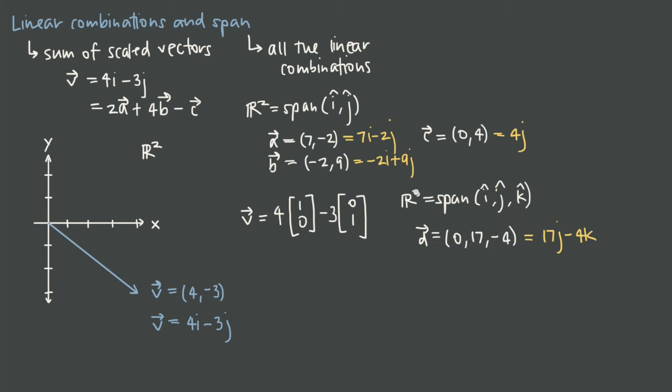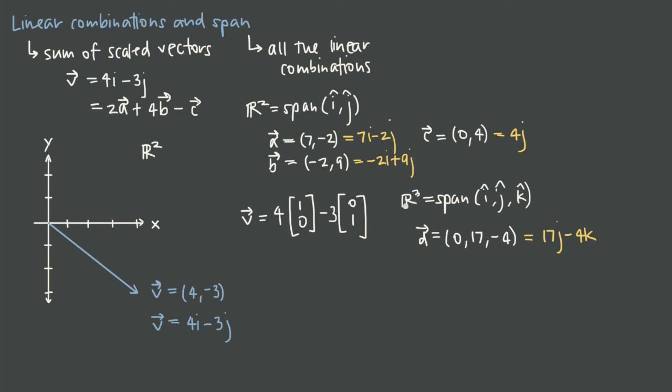And there's no vector I can find in R3 that I cannot get to using a linear combination of i, j, and k, or that I can't represent using a linear combination of i, j, and k. So the span of i, j, and k, all the linear combinations of i, j, and k, will represent R3, or three-dimensional coordinate space. Okay, so we know that the span of i and j is going to represent all of R2, and we know that the span of i, j, and k is going to represent all of R3.